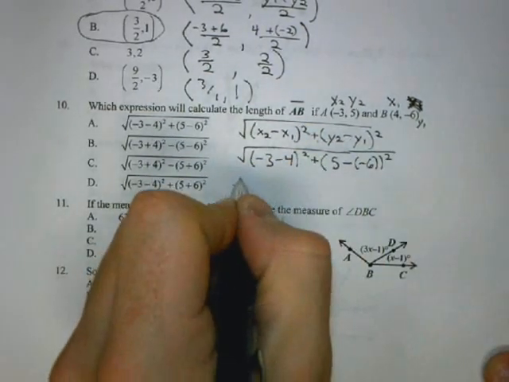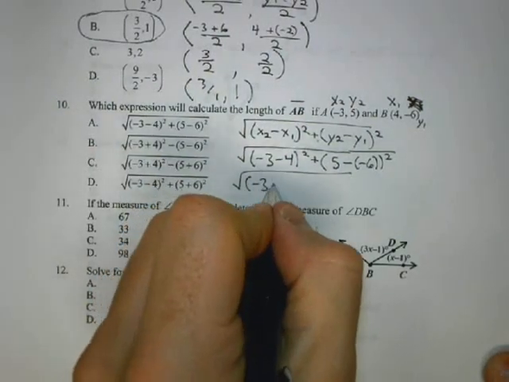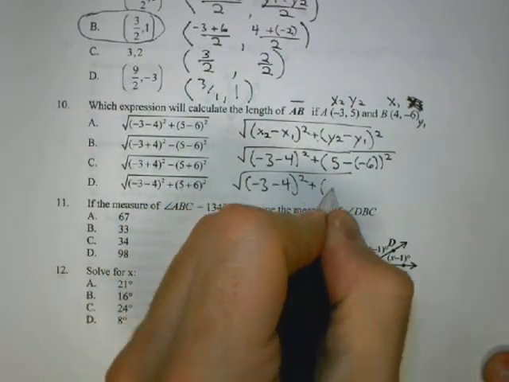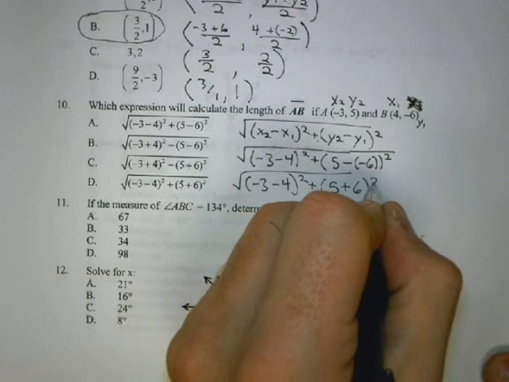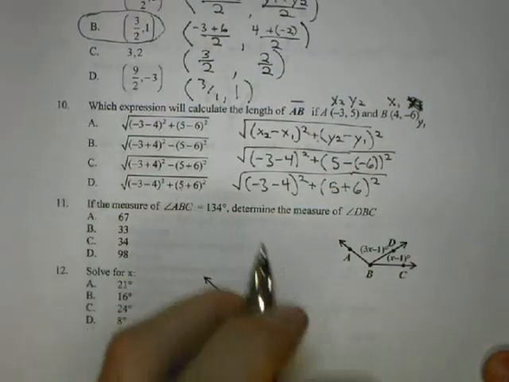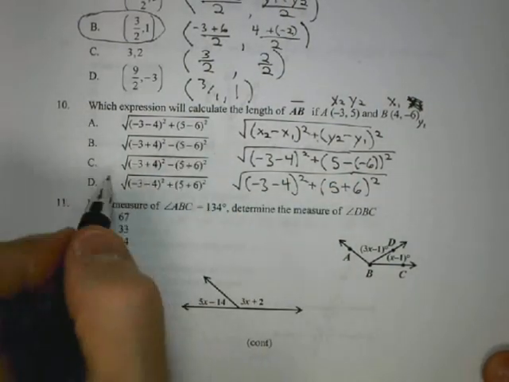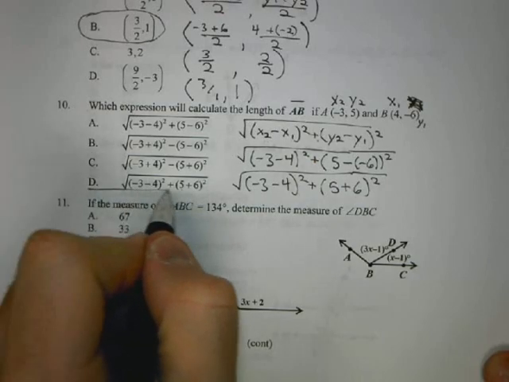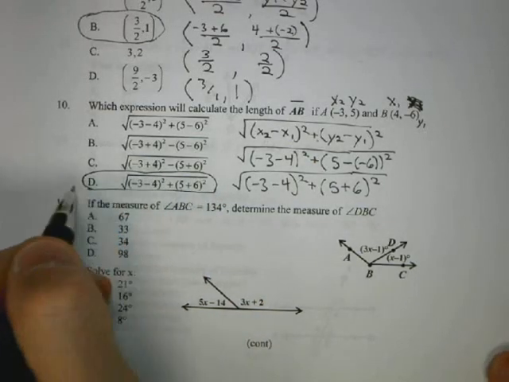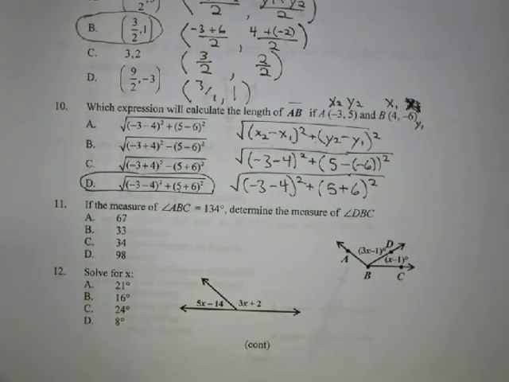So now when I set it up, I have negative 3 minus 4 squared and 5 minus negative 6 squared. If I simplify that, I get negative 3 minus 4 squared and 5 plus 6 squared. I check my answers. Which one looks the same? It looks like it's going to be answer D.